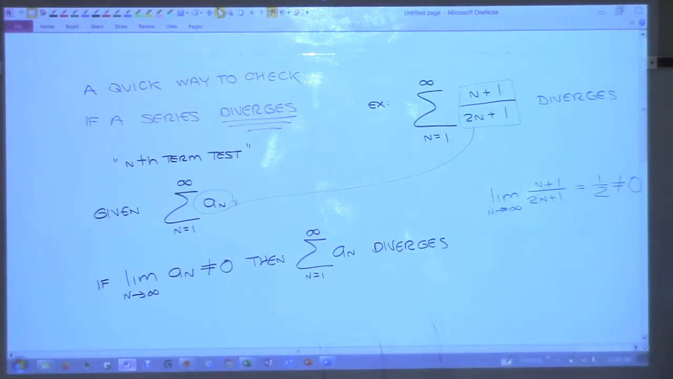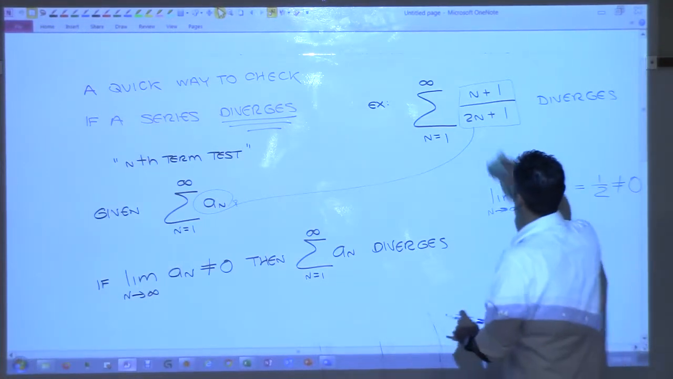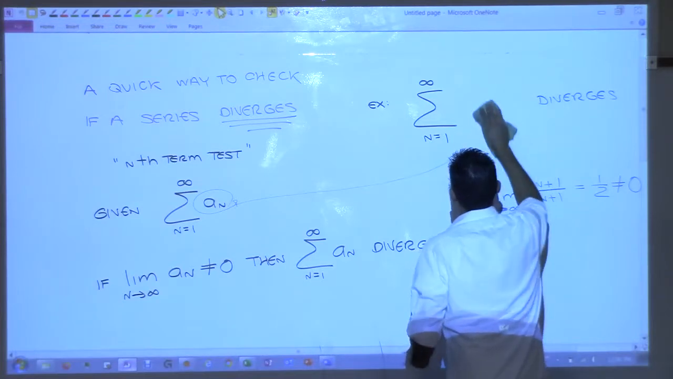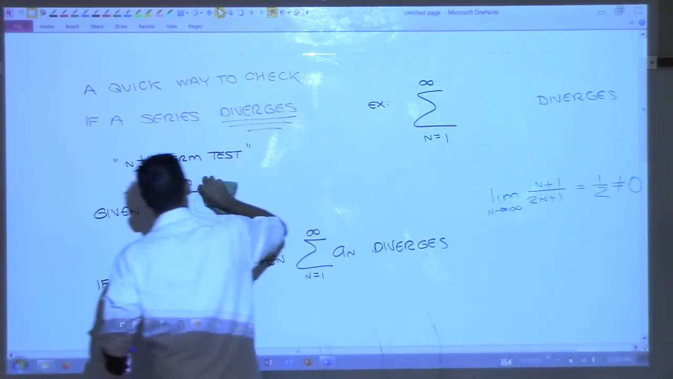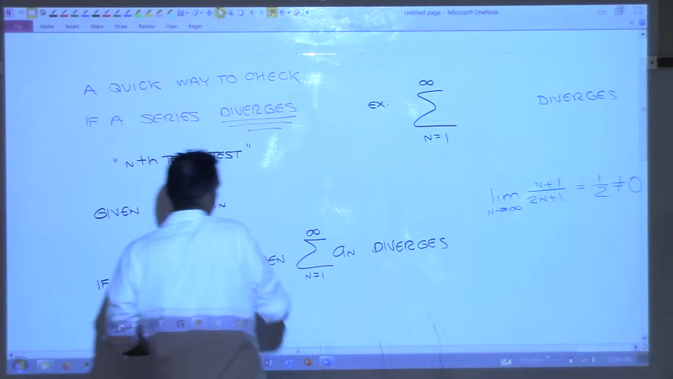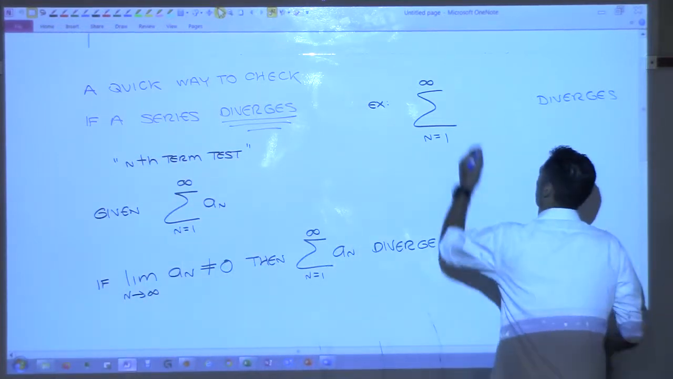Super easy test, right? This works for series, not sequence, right? That's right. This is a test for series. Now, you have to be careful with this test. Let me give you another example. This test is always the easiest, but how about this one?